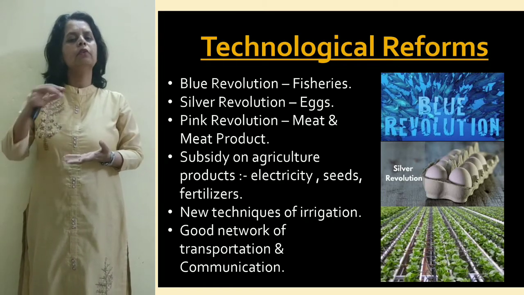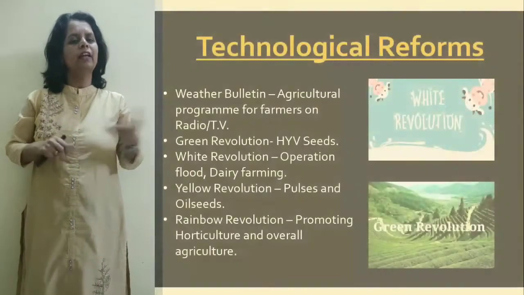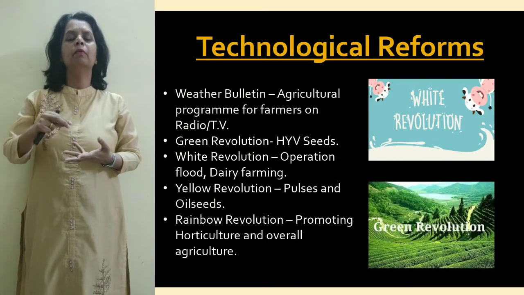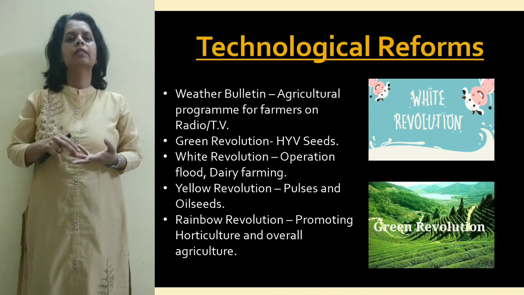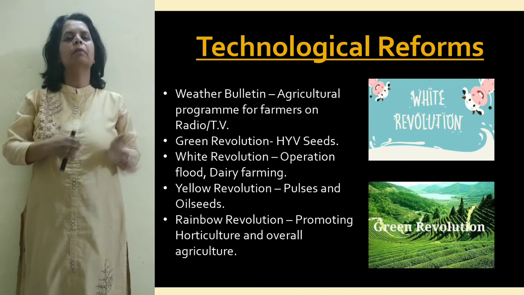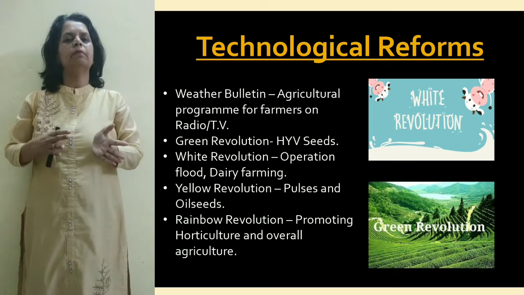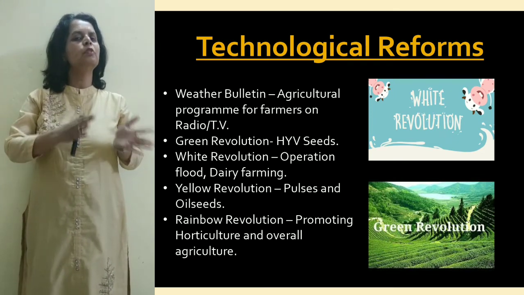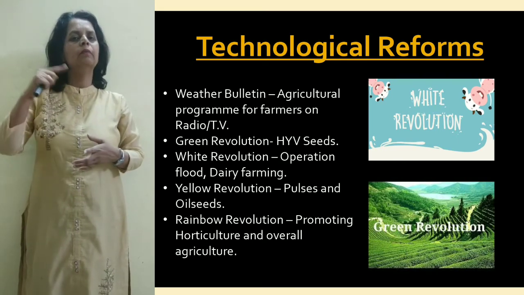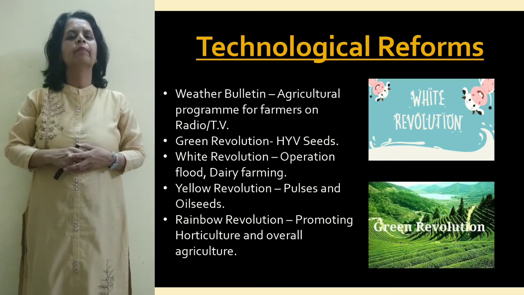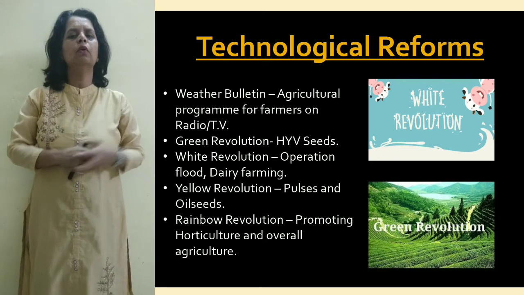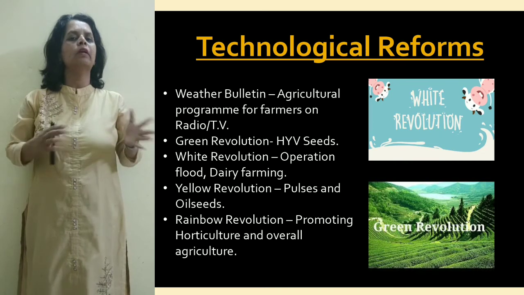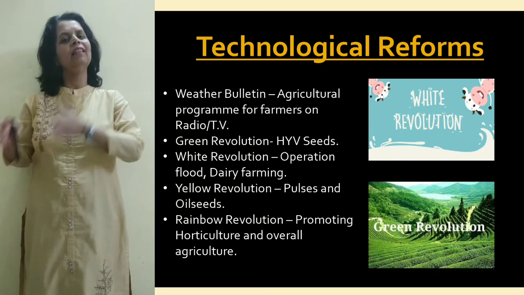Not only this, we also have a Rainbow Revolution. Have you heard about that? This Rainbow Revolution helps in promoting horticulture crops. It deals with the promotion of fruits and vegetables. Apart from that, you must have heard about the Pink Revolution. It deals with meat and meat products, so that there should be more enhancement. All these types of revolutions are initiated by the government to improve agriculture and the related sector.